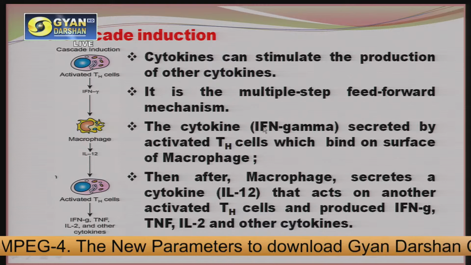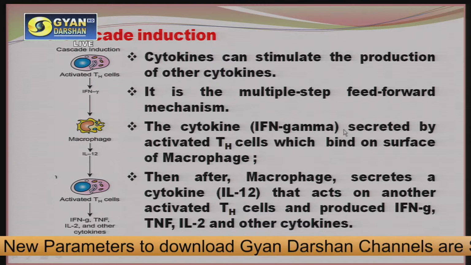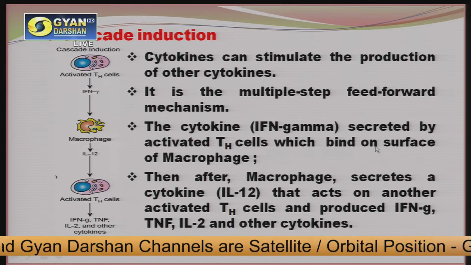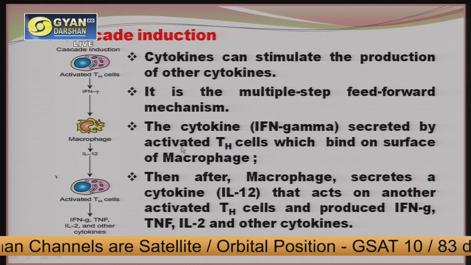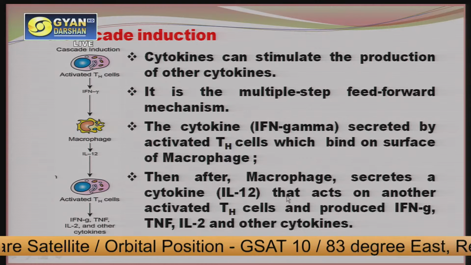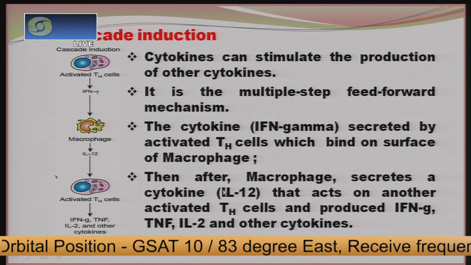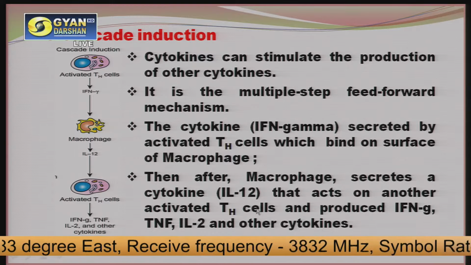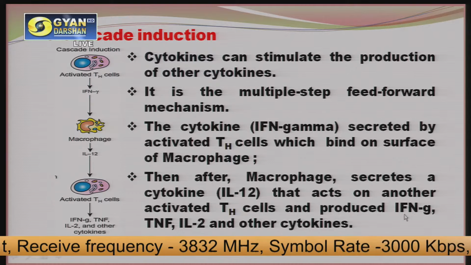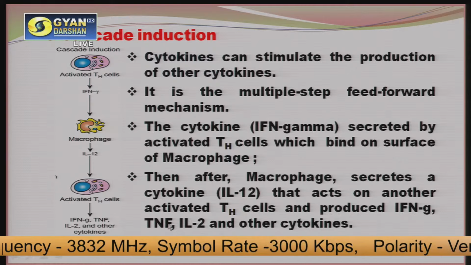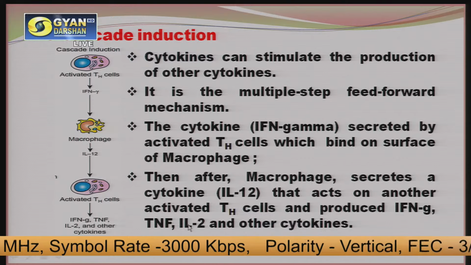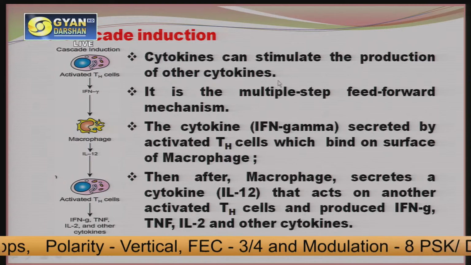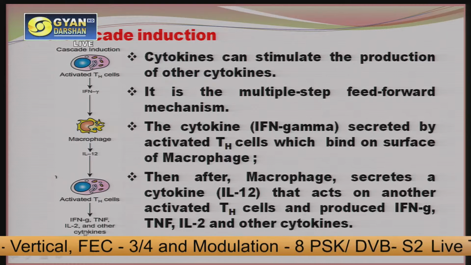The cytokine interferon gamma, secreted by activated T helper cells, binds on the surface of macrophages, and then the macrophages secrete the cytokine interleukin 12. It acts on another activated T helper cell and produces interferon gamma, tumor necrosis factor, interleukin 2 and other cytokines. So it is a cascade type of reaction.